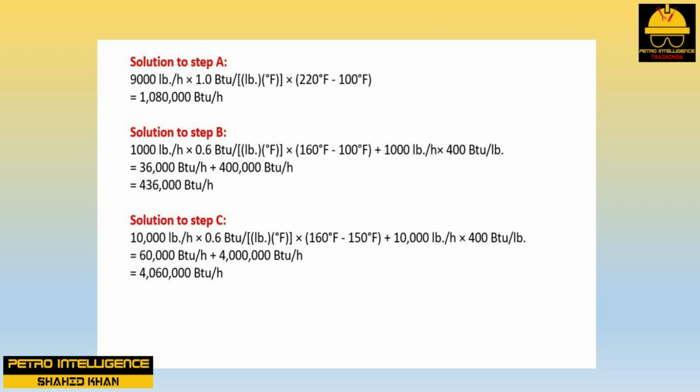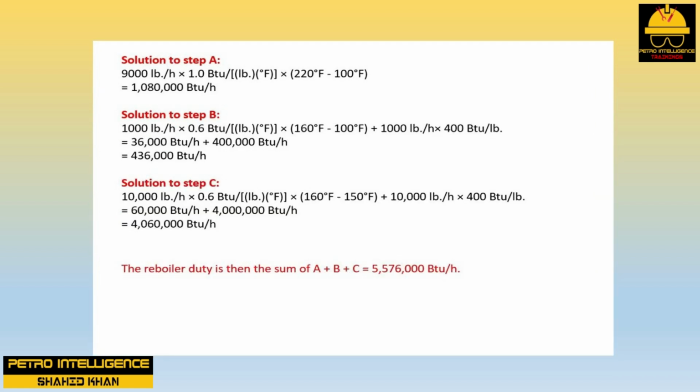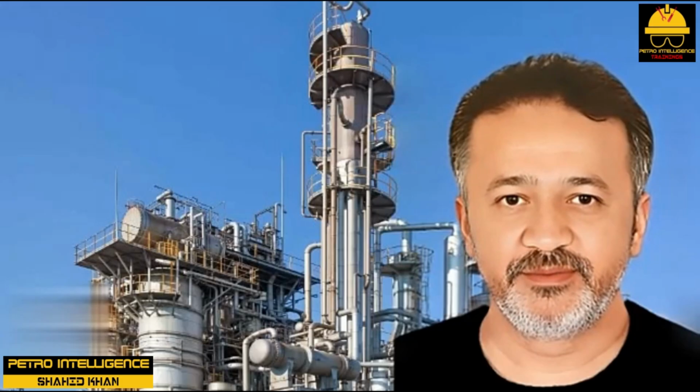Solution to Step C. 10,000 pound/hour times 0.6 BTU per pound degree F times 160 to 150 degrees Fahrenheit plus 10,000 pound/hour times 400 BTU per pound equals 60,000 BTU per hour plus 4 million BTU per hour equals 4,060,000 BTU per hour. The reboiler duty is then the sum of A plus B plus C equals 5,576,000 BTU per hour.